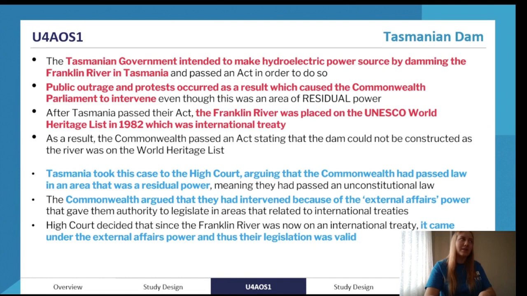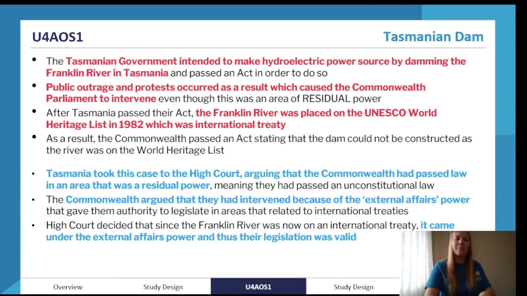And they passed an act to establish a law so that they could do this. But there was a lot of public outrage and protests happening as a result, and it caused the Commonwealth Parliament to intervene, even though this was an area of residual power. So damming a river would normally be considered a power of the state, not the Commonwealth.